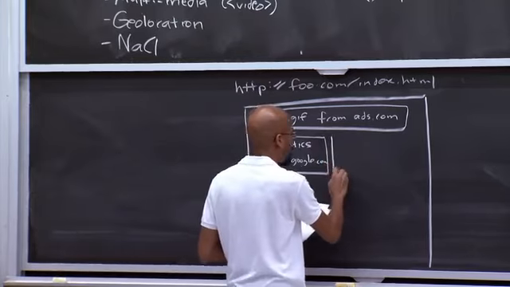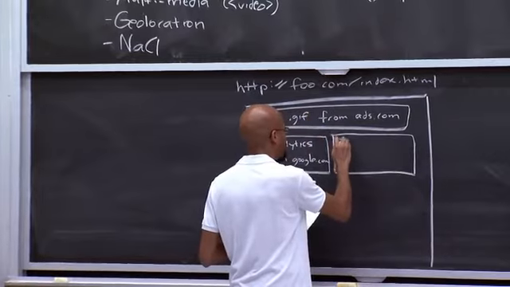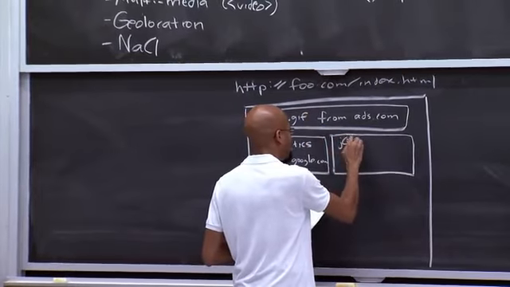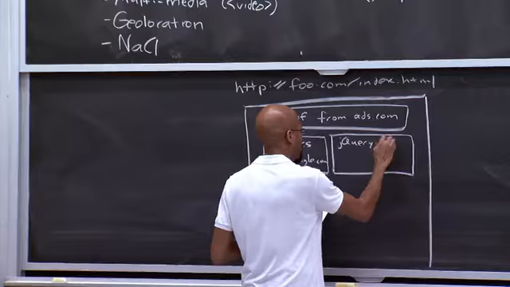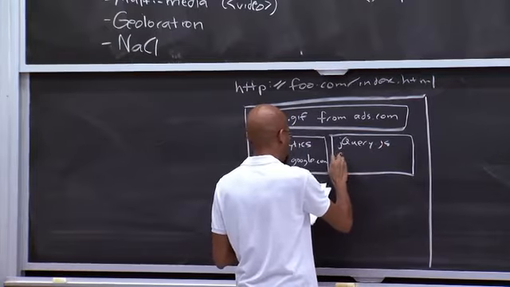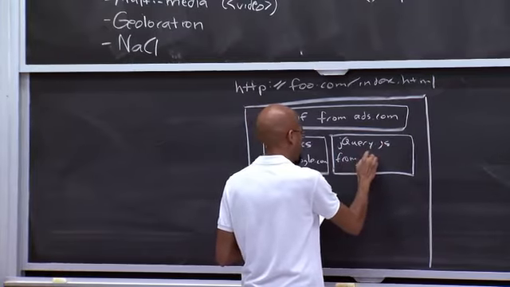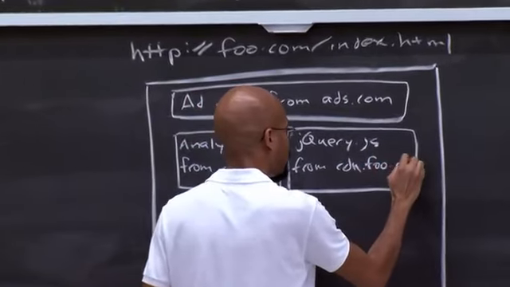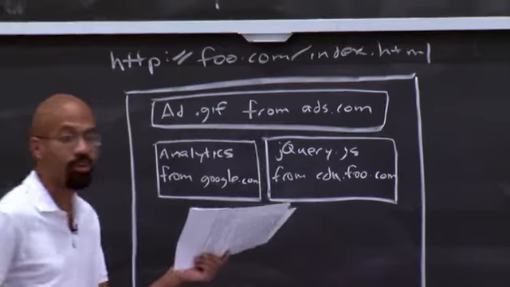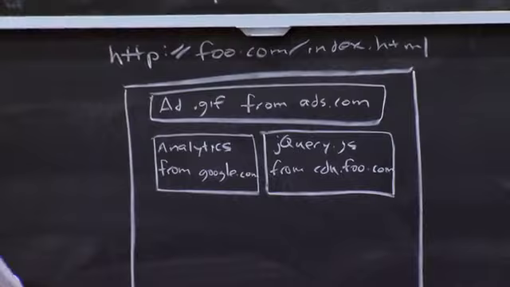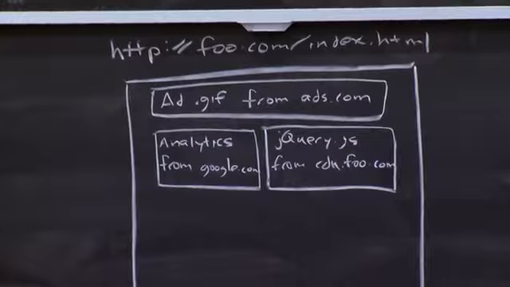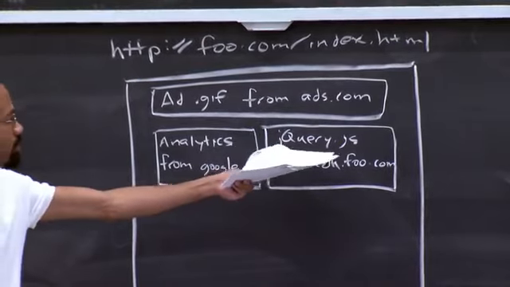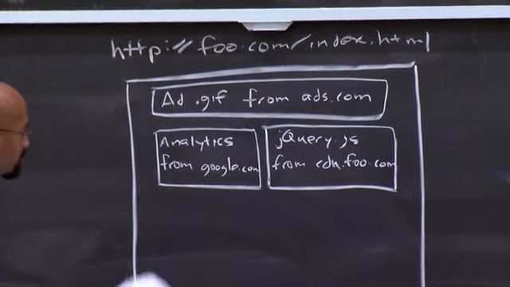And you might also have another JavaScript library. Let's say it's jQuery. And maybe that comes from cdn.foo.com. So some content distribution network that foo.com runs. jQuery is a very popular library for doing things like GUI manipulation, things like that. So a lot of popular websites have jQuery, although they serve it from different places.